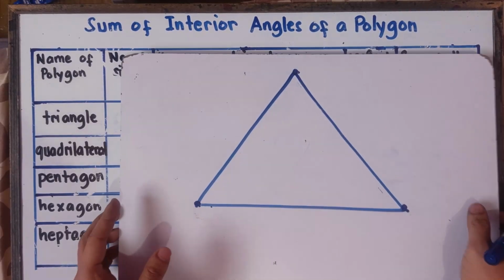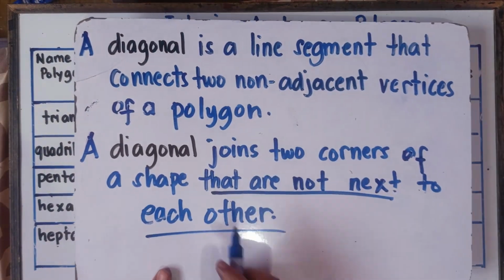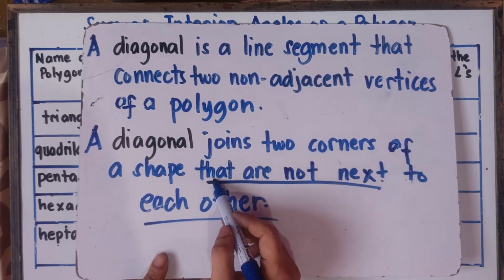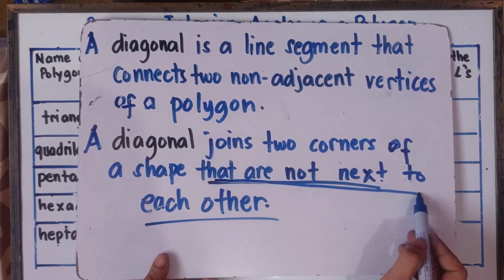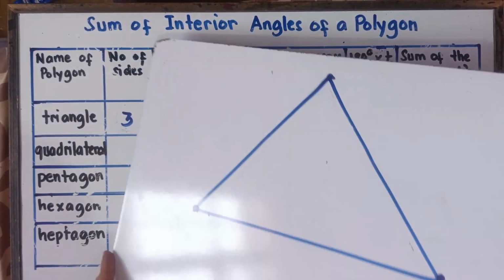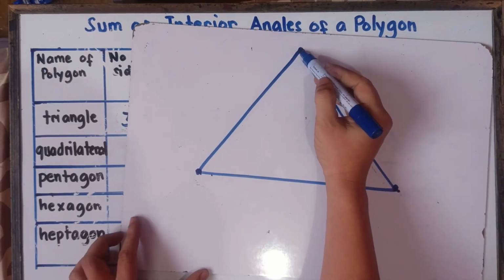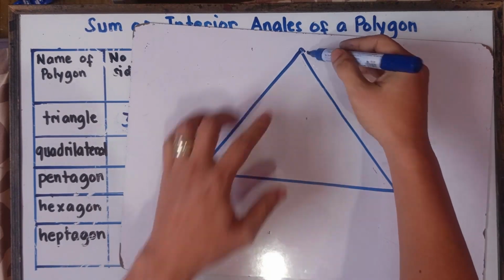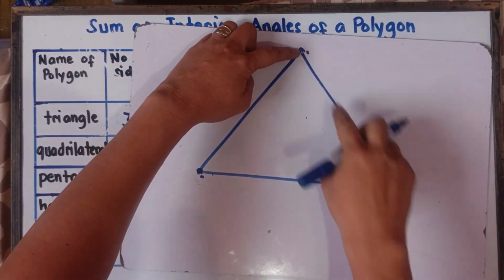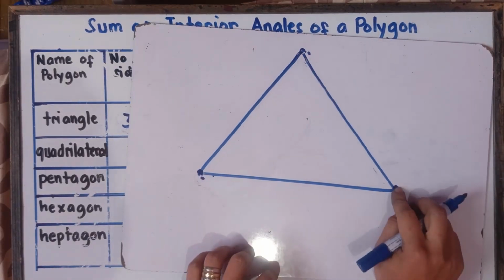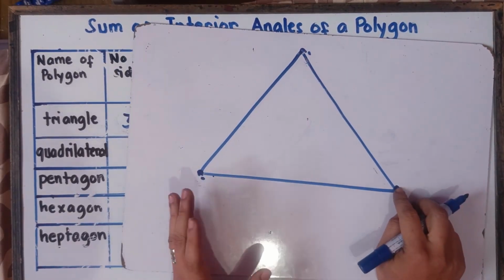Let me just explain this one again for you not to be confused. A diagonal joins two corners of a shape that are not next to each other. Not next. If this is your vertex, this is next to each other, right? If this is your vertex, this is next. If this is your vertex, this will be next. Therefore, you cannot draw a diagonal. I hope you understand this one, guys.